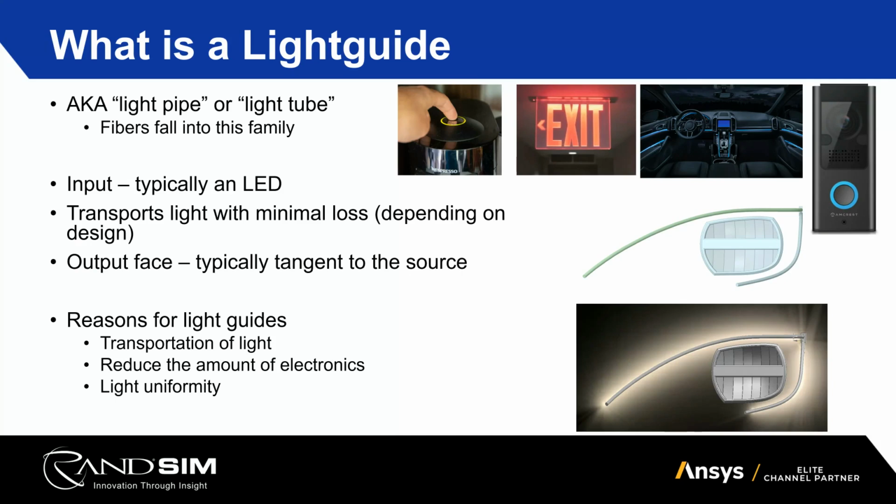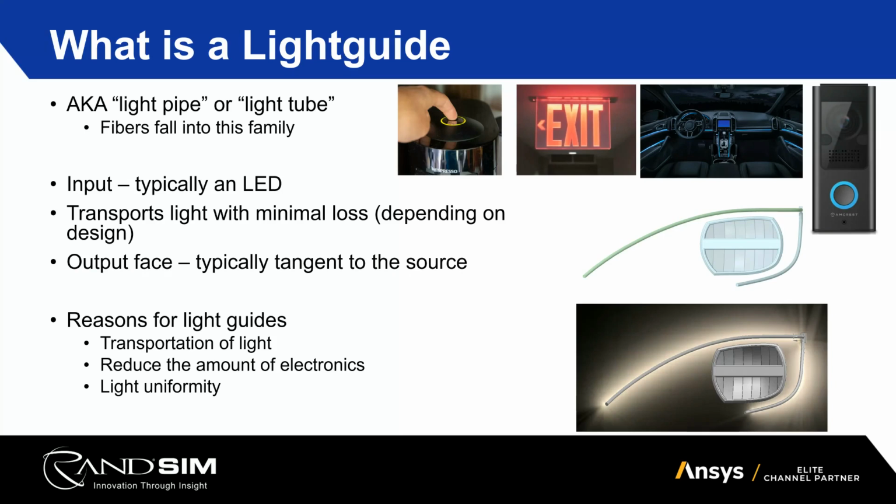So why would we use light guides? One, transportation of light, getting light from point A to point B. That's mostly what we use fibers for. So if you have fiber optic internet, for example, what we're seeing there is the transportation of light, that extension cord I was talking about.